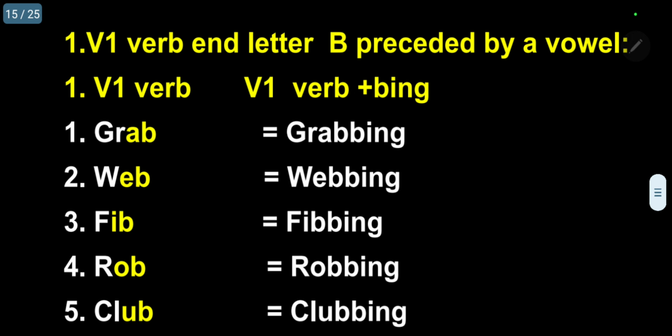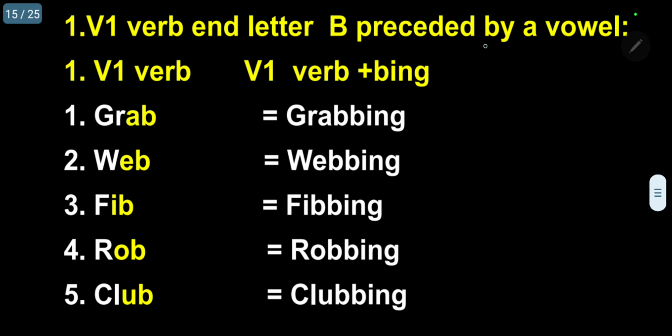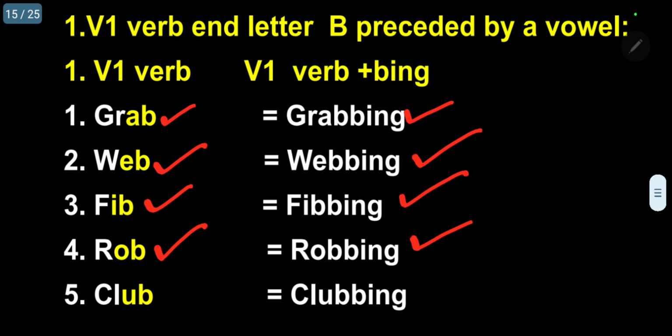Here I have taken all the verbs that end with B. V1 verb plus ing, because it ends with B, so I am adding B again. Kindly follow. Crab, crabbing; web, webbing; fib, fibbing; rob, robbing; club, clubbing. See, in all the cases, the letter B comes two times. This should be memorized.